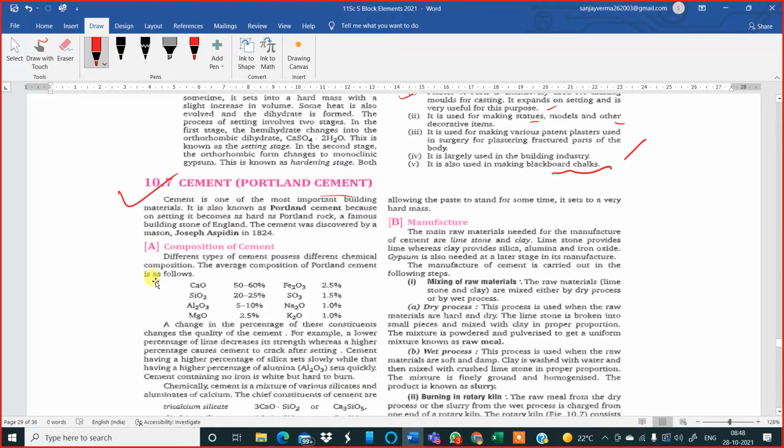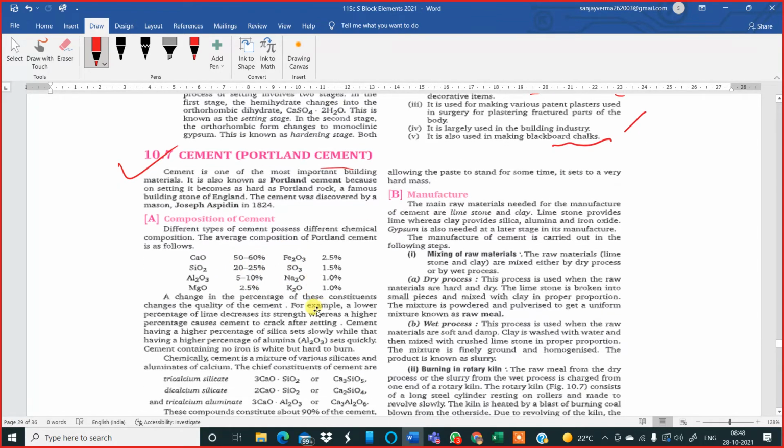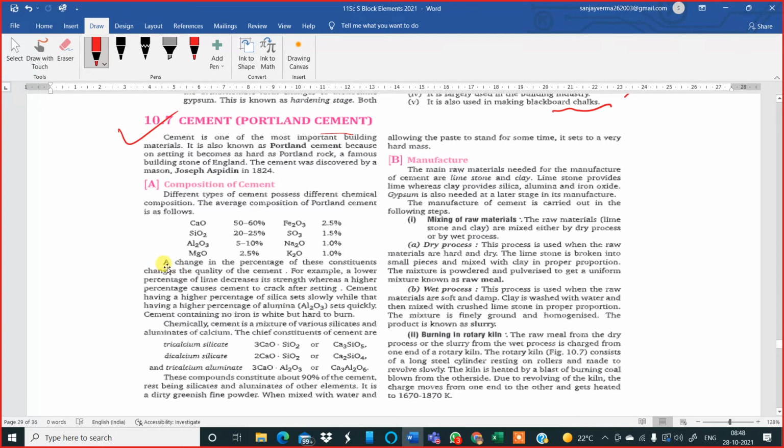What is the composition of cement? Different types of cement possess different chemical compositions. The average composition of Portland cement is given below. Calcium oxide is 50 to 60%, silicon dioxide is 20 to 25%, aluminum oxide is 5 to 10%, magnesium oxide is 2.5%, iron oxide is 2.5%. If you mix all this in these percentage ratios, then we get what is called cement. Now, a change in the percentage of these constituents changes the quality of the cement.